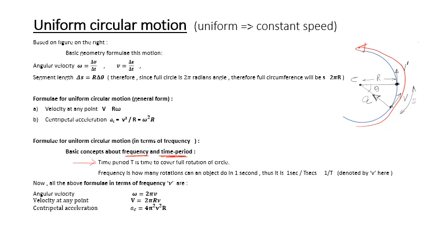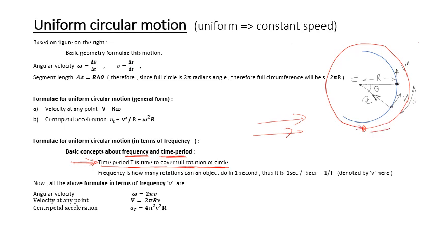Some definitions given here. Now, time period is the time to cover a full rotation of the circle. So again, looking at the figure on the right hand side, the object, let's say, starts from here, goes all the way around and comes back here. The time it takes is time t. So this is what is given in this line.